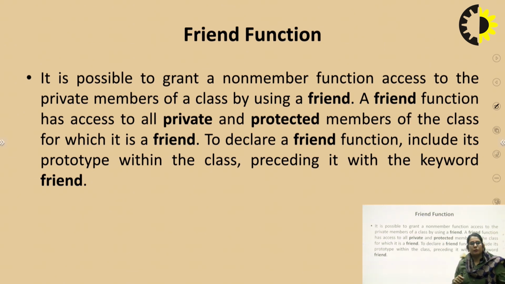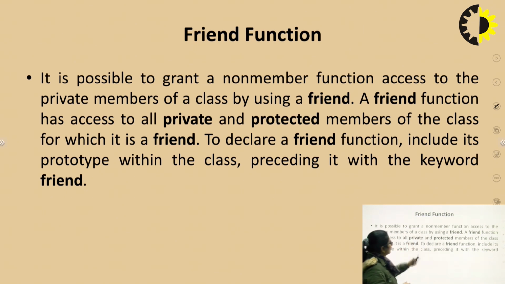Now, why use a friend function? See here, it says it is possible to grant a non-member function access to the private members of a class by using friend. If you declare a friend function, then you are providing access to your non-member function. It means functions which are not members of that class are being given permission to access the private members of the class.